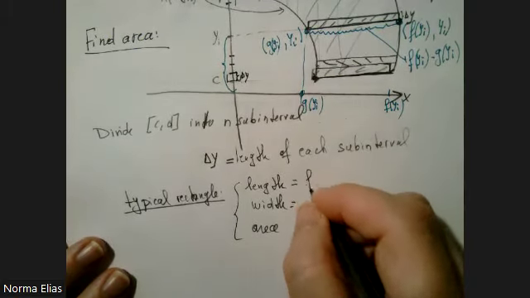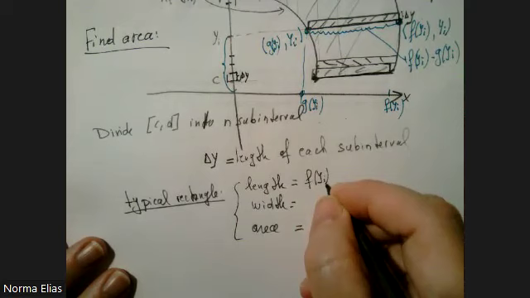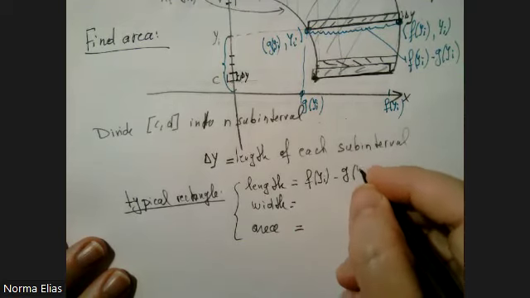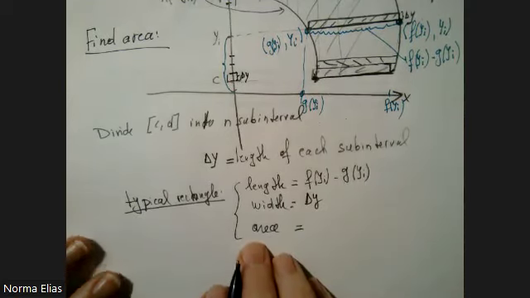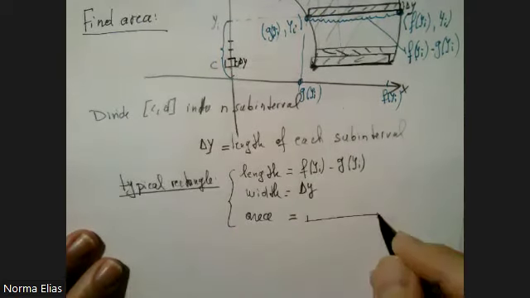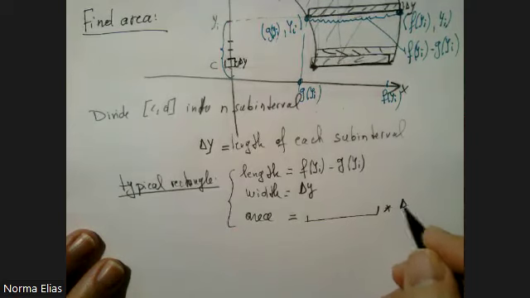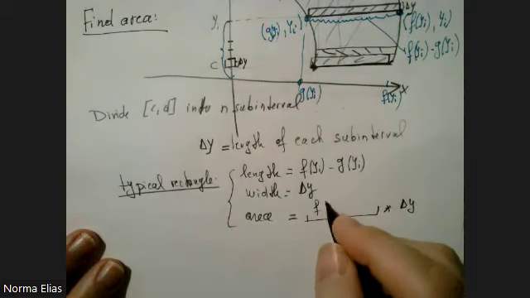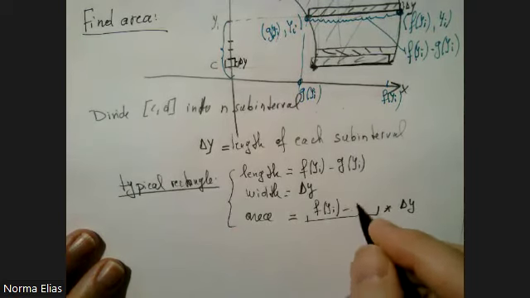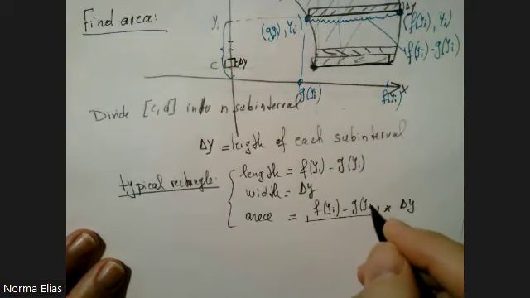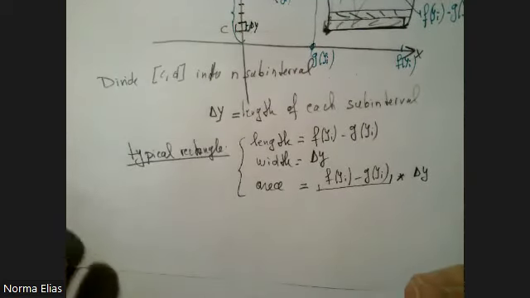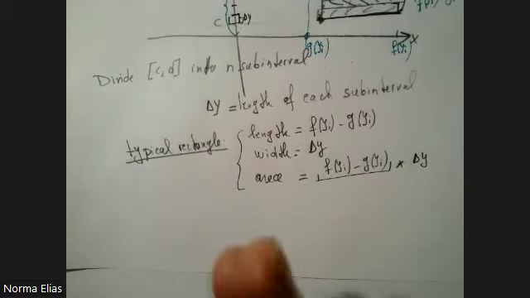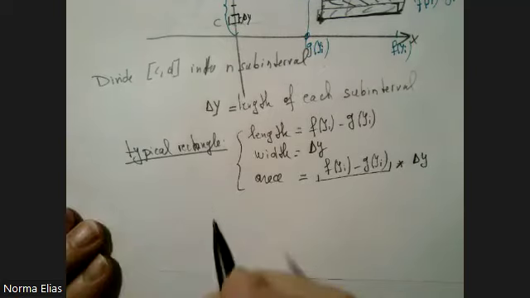So this is f of yi minus g of yi. The width is the delta y. The area is length times width of every rectangle. Okay. So I'm repeating everything the same, but now y is becoming the variable, not x anymore. I'm not splitting the y-axis.